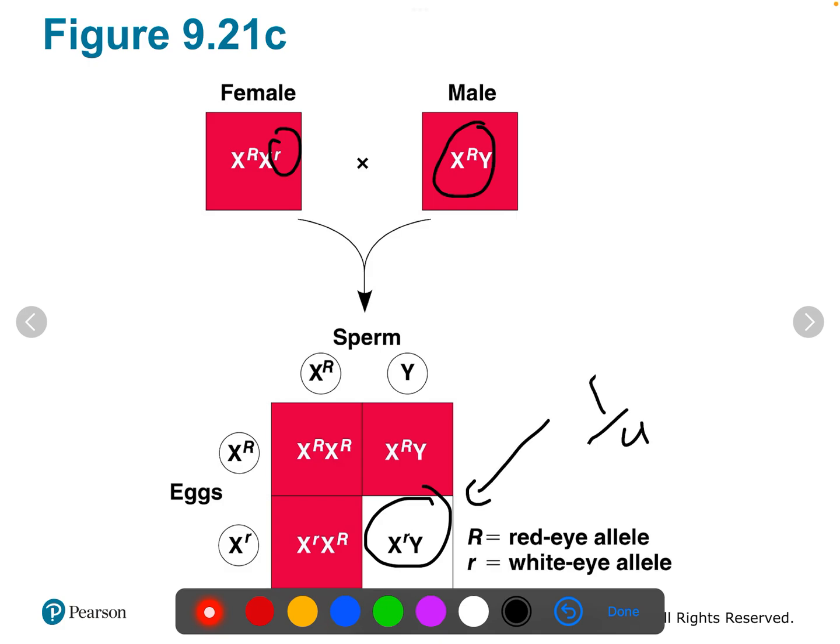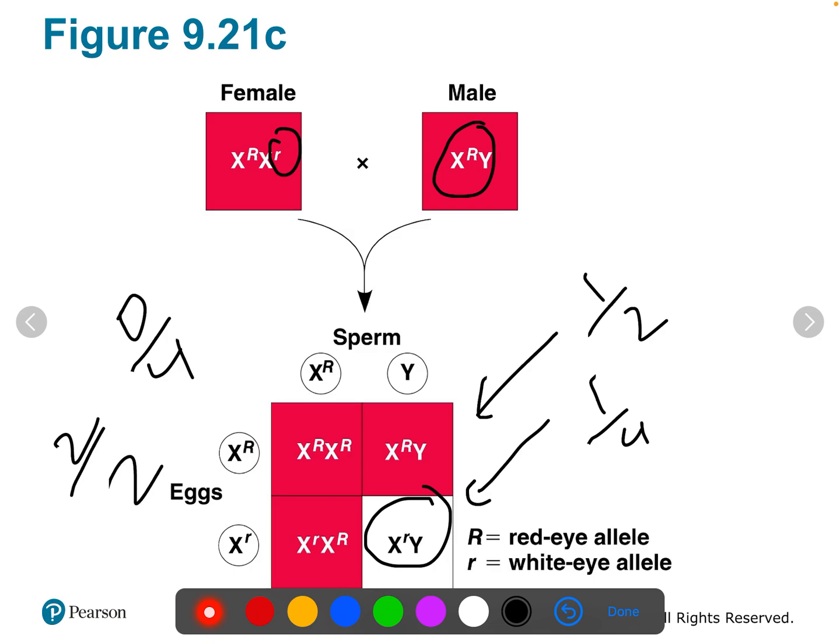But what if I change the question? I said, what is the chance of having a male that has white eyes? Now, it's 1 out of 2, right? So it would be 50%. What if I said, what is the chance of having a female that also has white eyes? 0 out of 4, right? But what's the chance of having a red-eyed female? The females, there's 2 of them. Both of them are red-eyed, right? So it would be 2 out of 2, or 100%. So you just have to listen to or read the question carefully, see what it's actually asking.